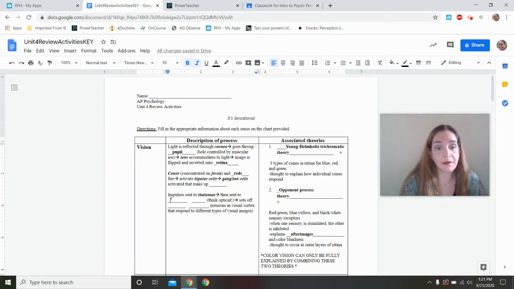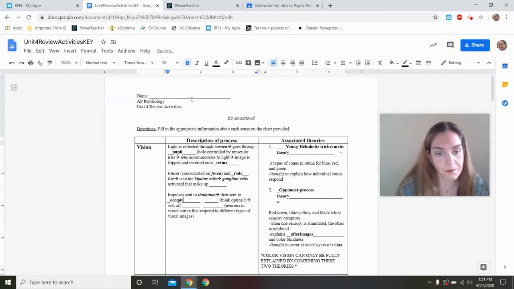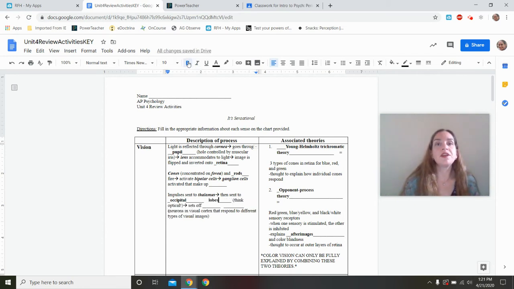That's going to be the occipital cortex. I shouldn't say occipital cortex. I should say occipital lobes. The visual cortex is in the occipital lobes.